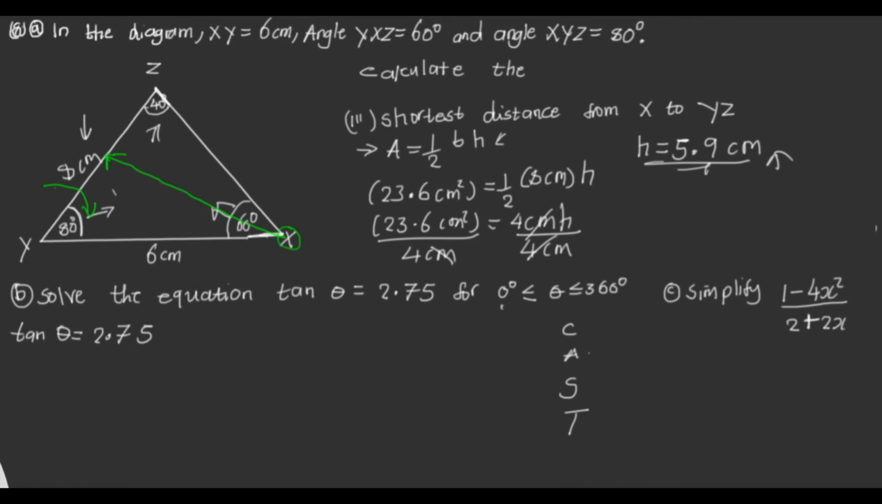So CAST, the A represents all. In the first quadrant all are positive: sine is positive, cos is positive, tan is positive. In the second quadrant, sine is positive. In the third quadrant, tan is positive. Then in the fourth quadrant, cos is positive.